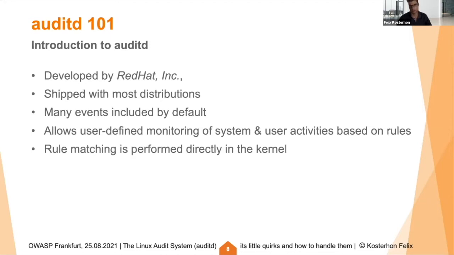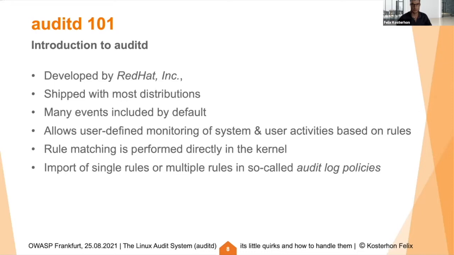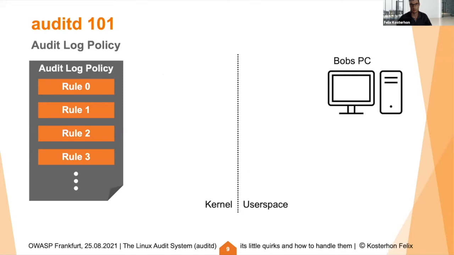And the rule matching, which is a really nice thing, is performed directly in the kernel, which means that it's additionally protected. And we can either import single rules or also multiple rules. With multiple rules, they are grouped in so-called audit log policies. And the rule order is very important. It's first match only. So after the first rule is matched, auditd won't check for other rules. And I will visualize this for you here. So on the left side, we have the kernel part of auditd where the rule matching is performed.